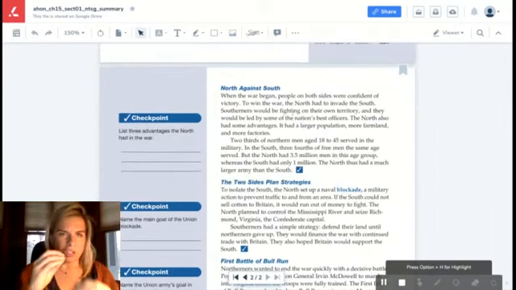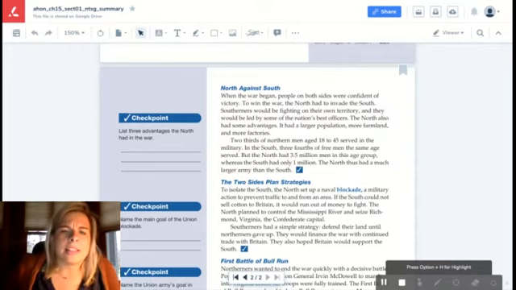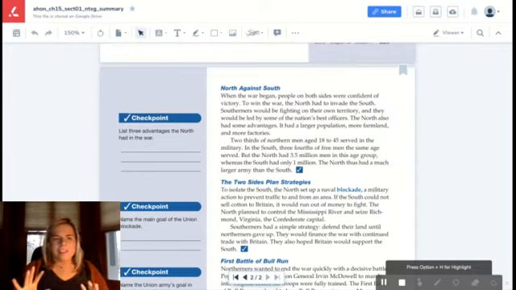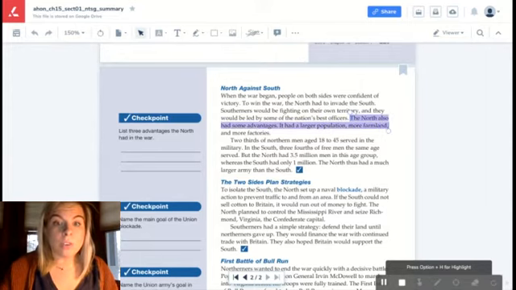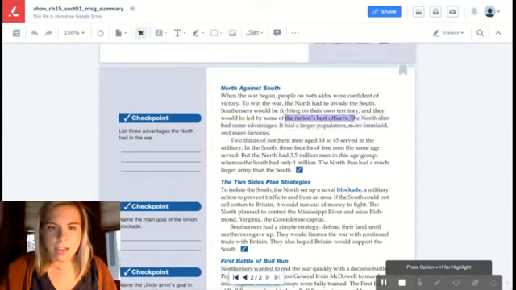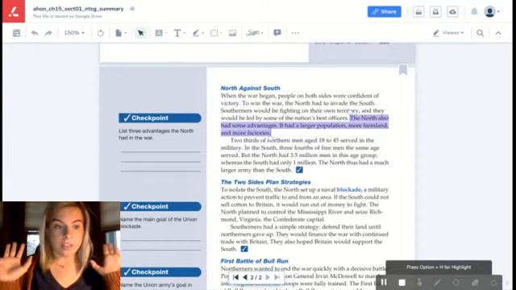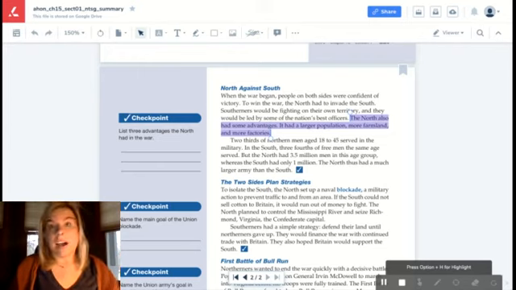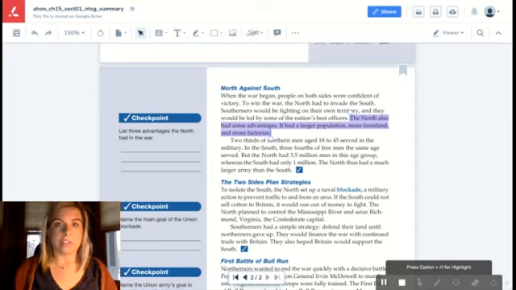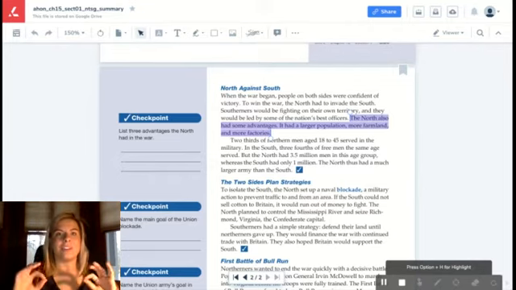North against the South, and it starts talking about difference in population and things like that. One of the things that you might be a little confused on is when they say the North also had some advantages. It had a larger population, more farmland, and more factories. Obviously, we know it had a larger population. Obviously, we knew it had more factories. But you're probably super confused when it says farmland. I understand. It is very confusing.